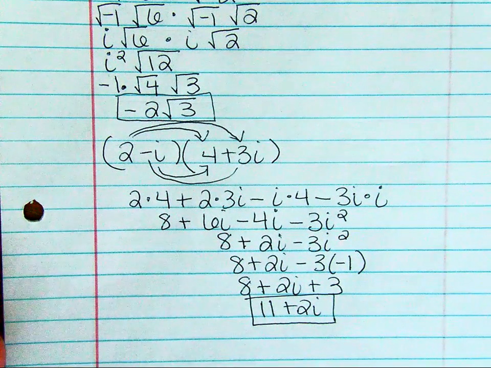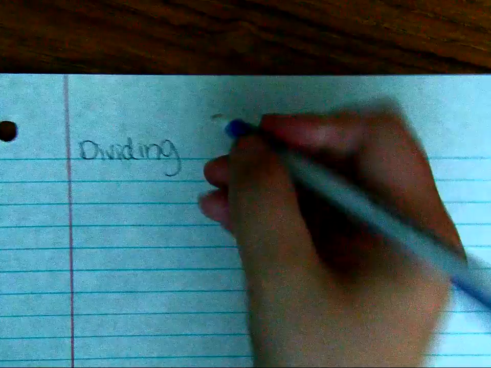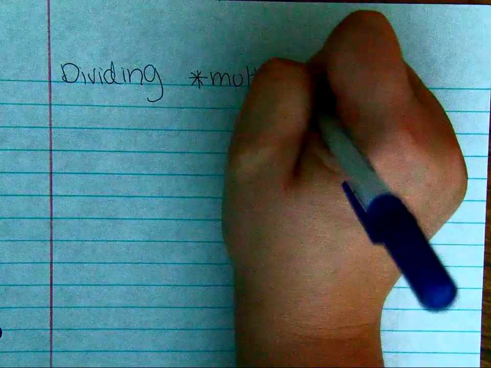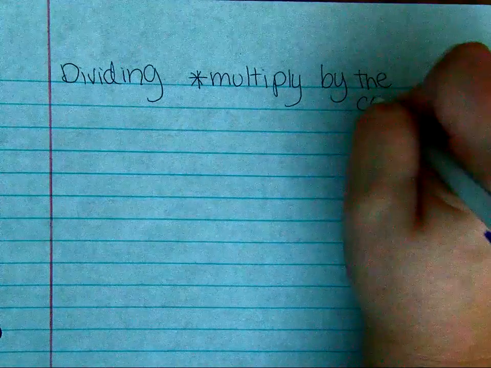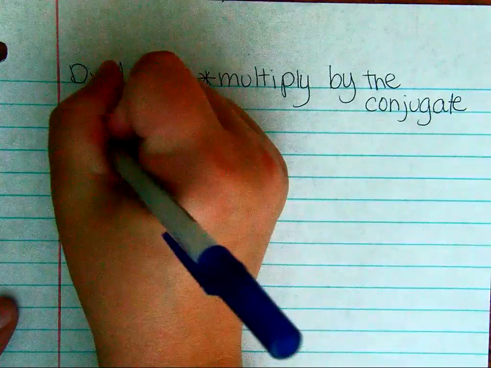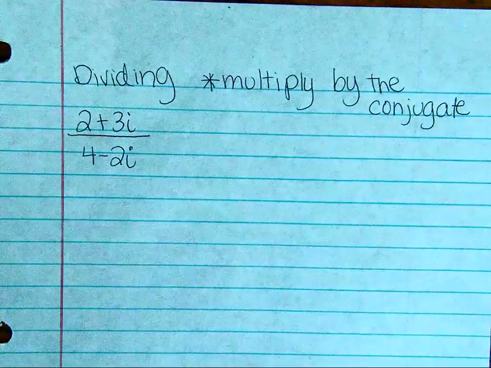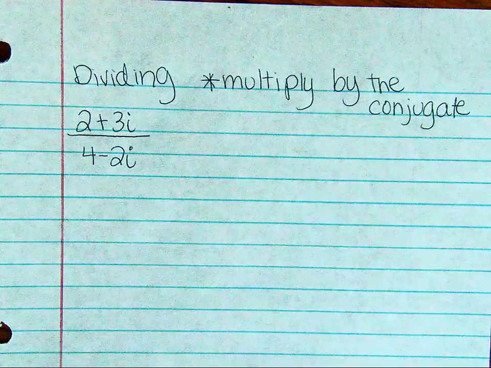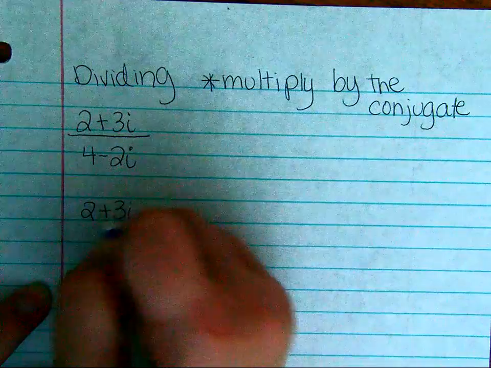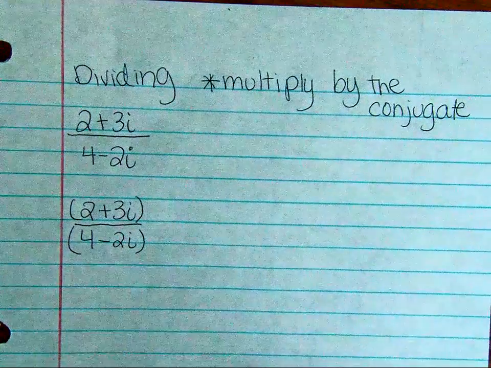Okay, dividing. When you're going to divide, you really multiply by the conjugate. Okay? So, let's say I've got 2 plus 3i divided by 4 minus 2i. So I'm going to go ahead and I want to multiply by the conjugate. So again, this should be something that you are familiar with. You would do this on your first test, and you've done this quite a bit. So instead of 4 minus 2i, I'm going to multiply by 4 plus 2i.